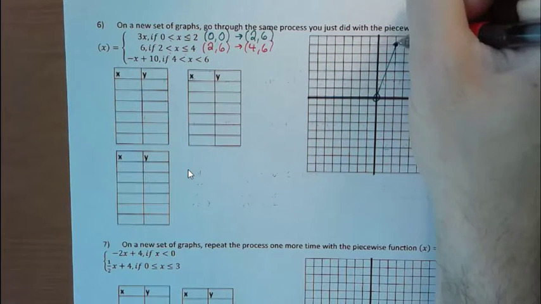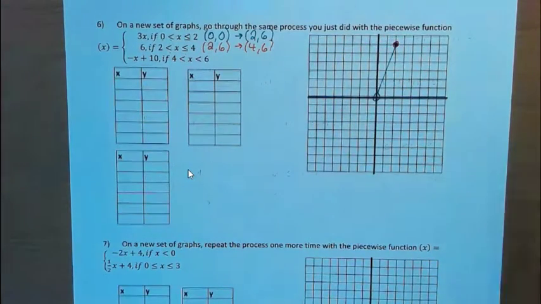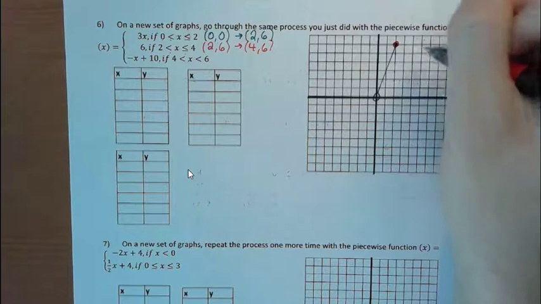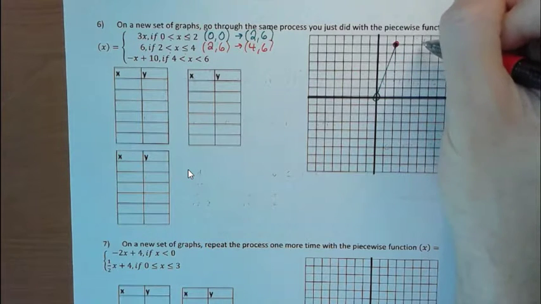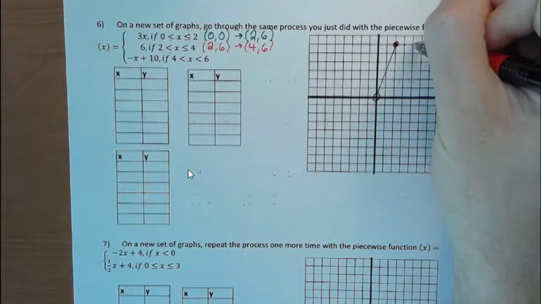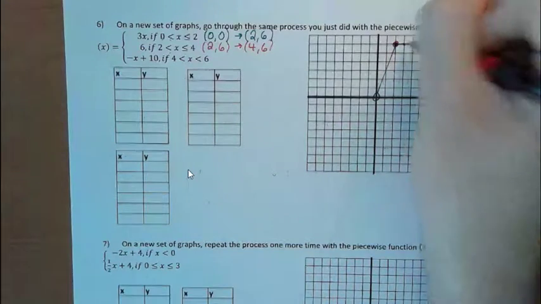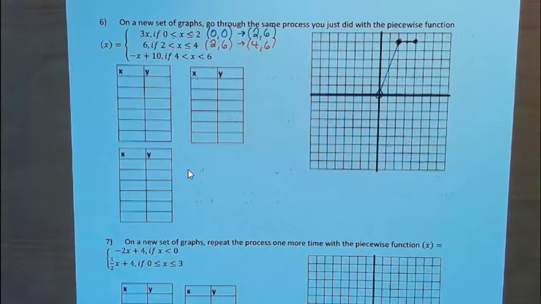So we have (2, 6) just on top of our other closed circles. That doesn't matter too much. And that's going to lead to (4, 6), which is a closed circle. We don't need a ruler for that one. We can just connect those two points. So we have the second part graphed.